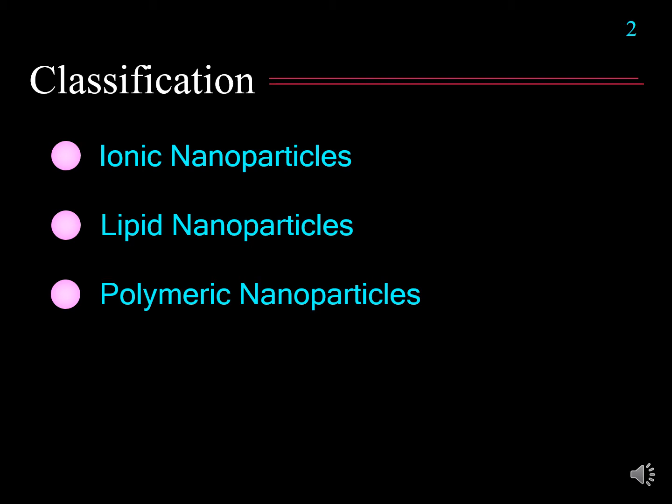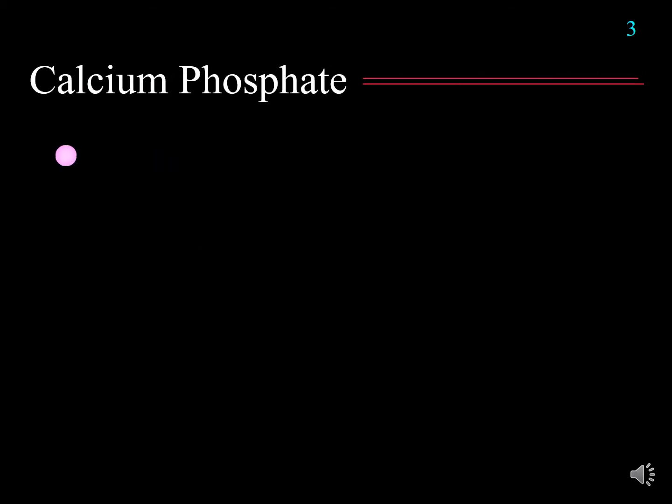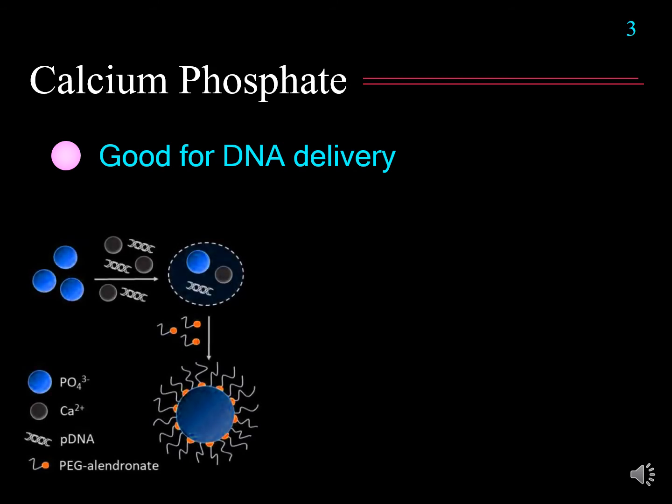So there are nanoparticles that are constructed from ionic bonding, from lipid compounds like fatty acids and phospholipid, things like that. And some nanoparticles can also be formed from polymers. The first nanoparticles that I want to talk about are the ionic nanoparticles. There are plenty of ionic compounds that can be used as ionic nanocarriers, but calcium phosphate is one very famous compound used widely.